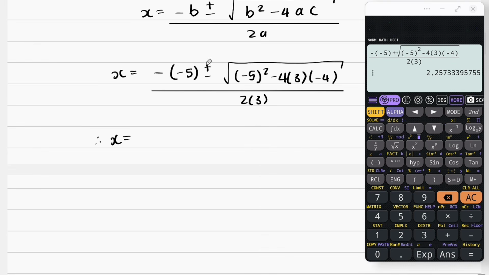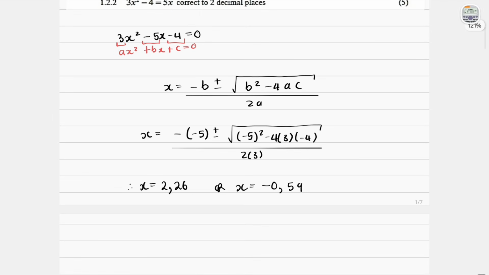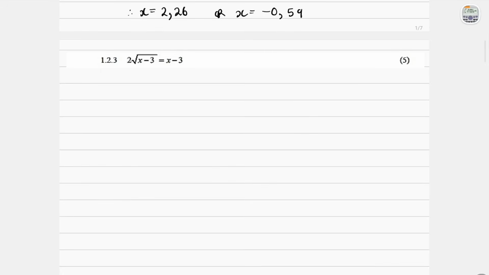So the first solution when we try plus is 2 point, and you see the 7 will round the 5 up to a 6. So 2.26, or x is equal to, and then we change that to a minus, and we get negative 0.59 rounded off to 2 decimal places. And that is our answer. Moving on to the next question.